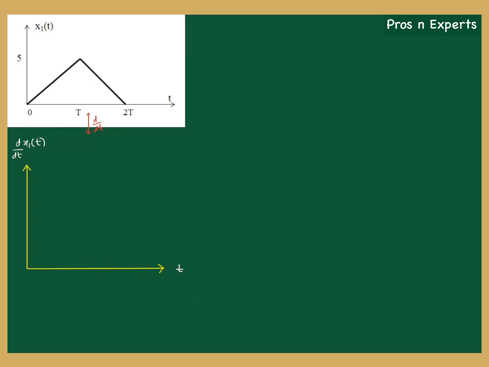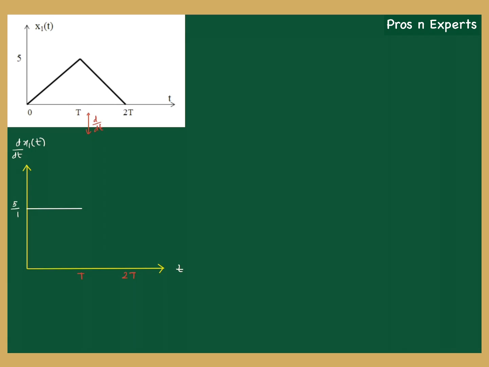So within 0 and t, I can write t here and 2t here. From 0 to t, the slope is 5 by t. So I can represent it like this. Slope is constant 5 by t, right? 0 to t is 5 by t.